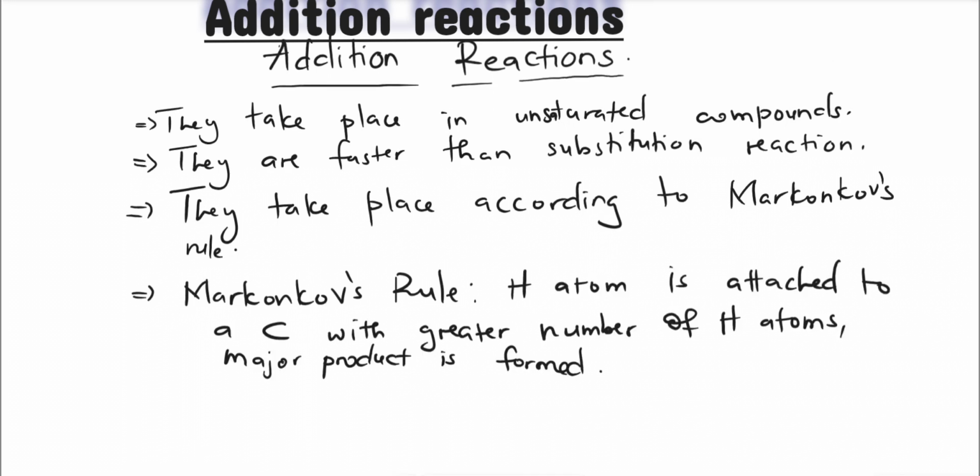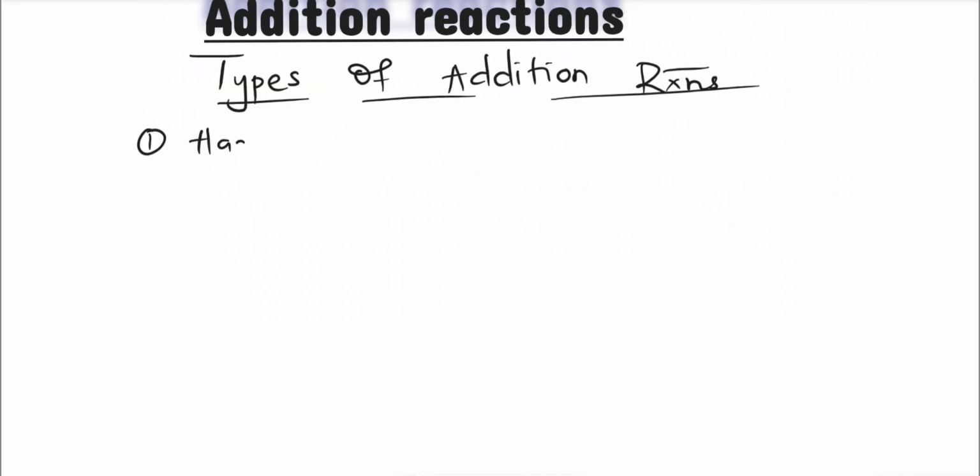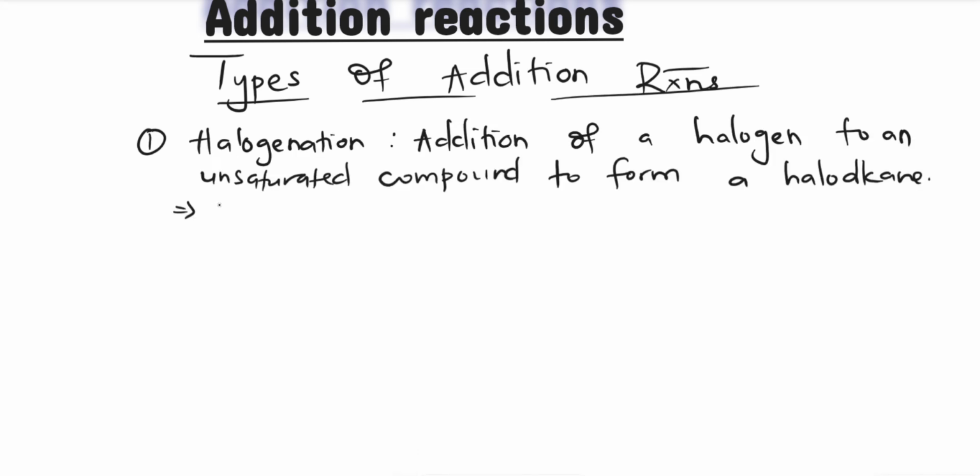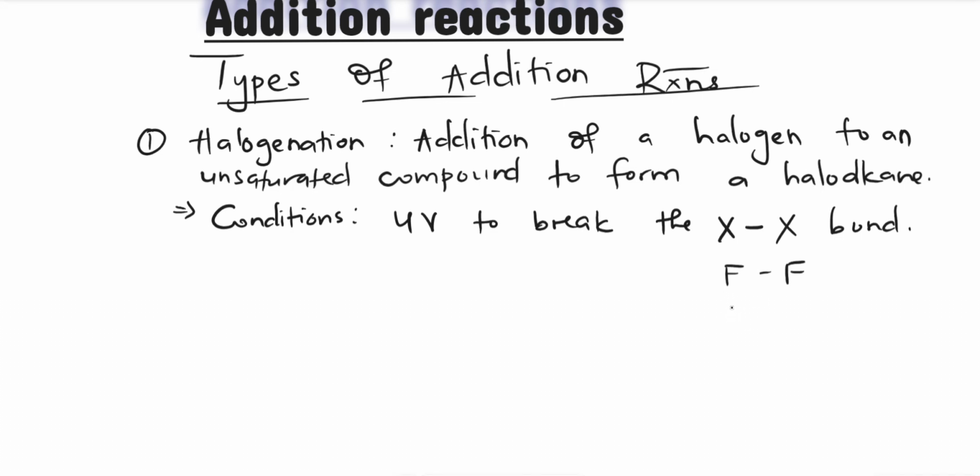The types of addition reactions: halogenation reactions, which is the addition of a halogen to an unsaturated compound to form a haloalkane. For the reaction to occur, we need ultraviolet light or sunlight to break the Br-Br bond or a halogen bond. It might be a Br-Br, Cl-Cl, F-F, or iodine-iodine bond.